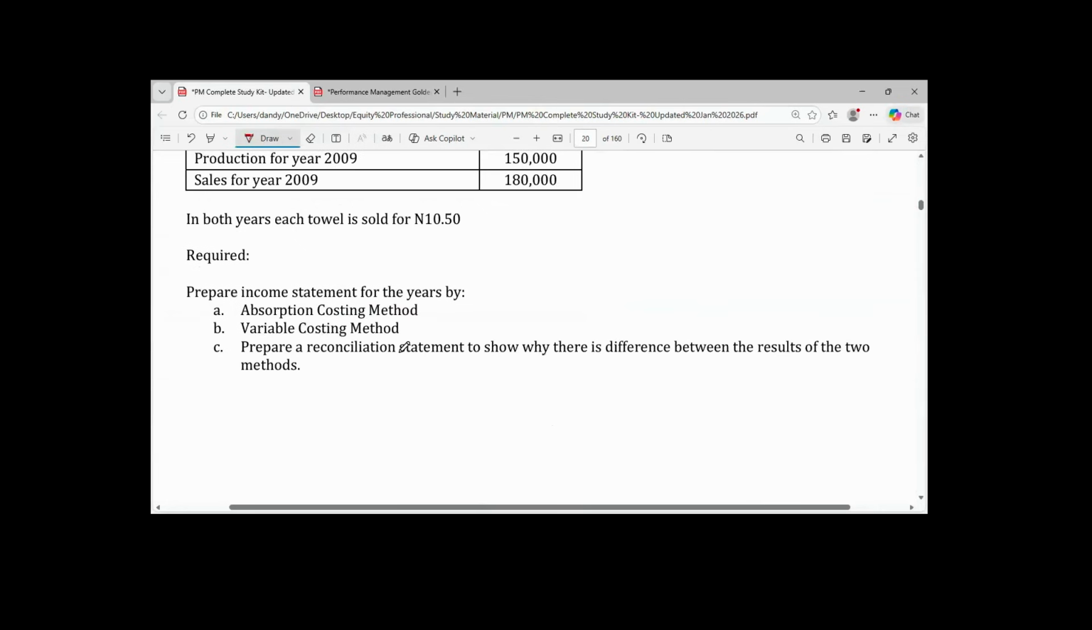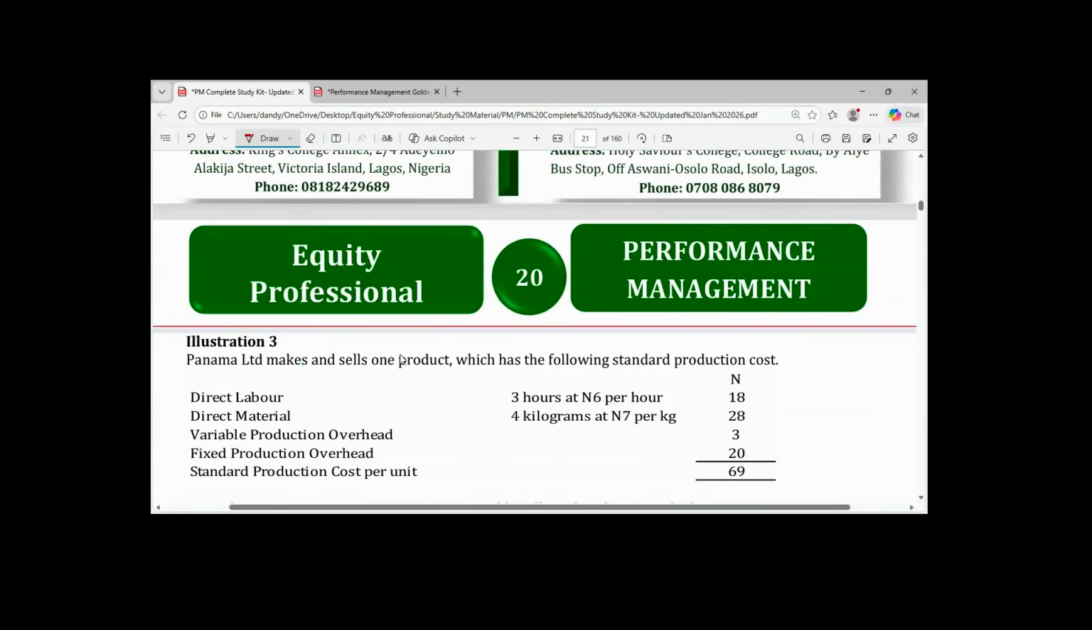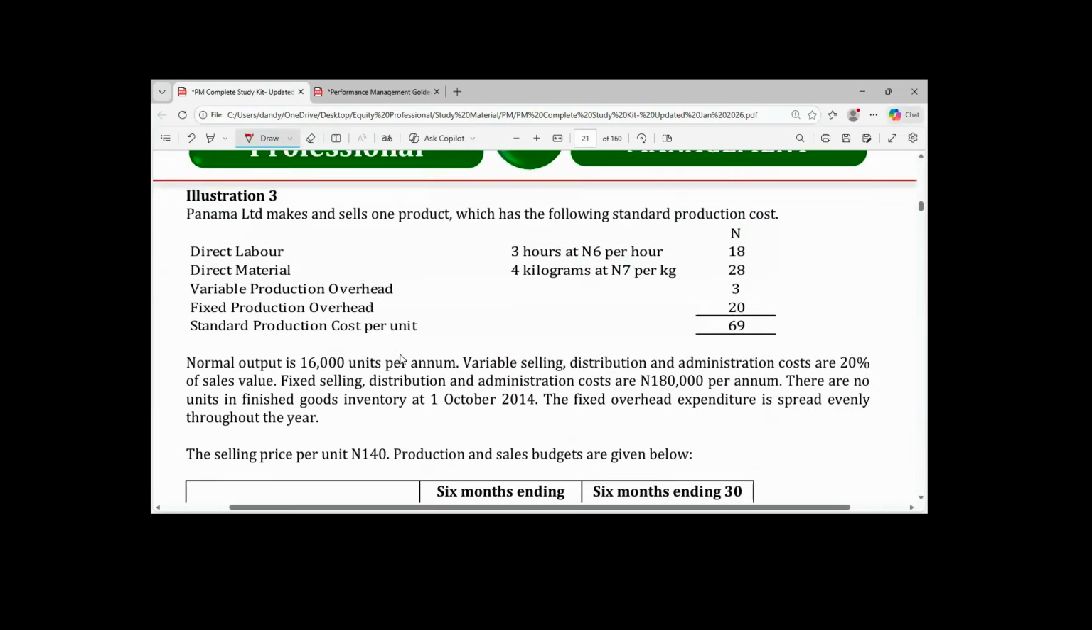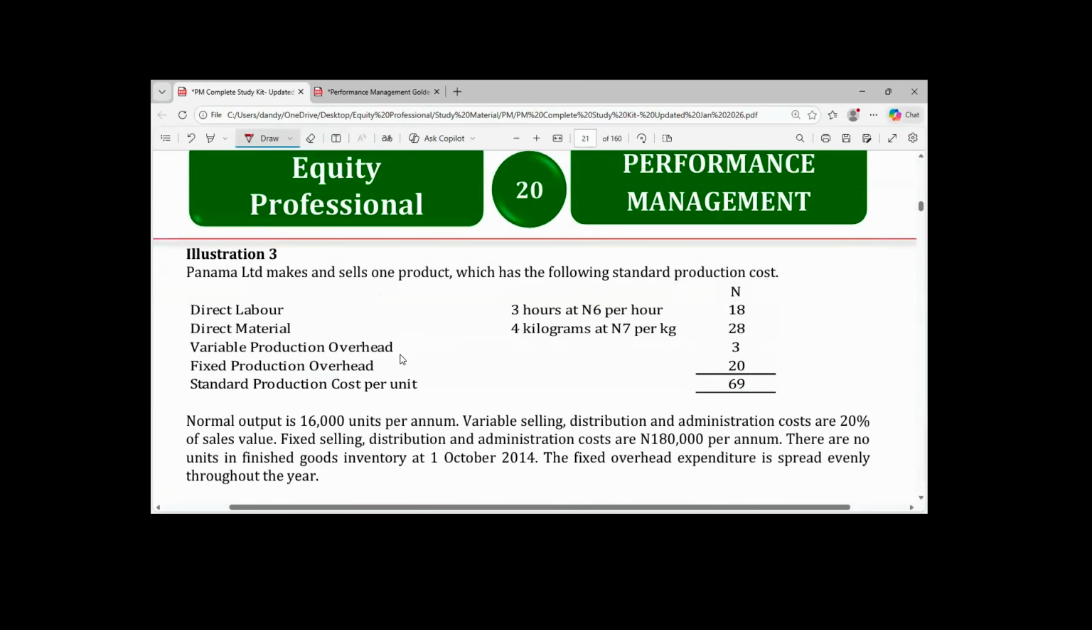Then I will give you illustration number 3 as an assignment. I'm telling you now, you are going to do illustration number 3, Panama Limited. This is an assignment for you. Make sure you attempt it. All right. So that is that.